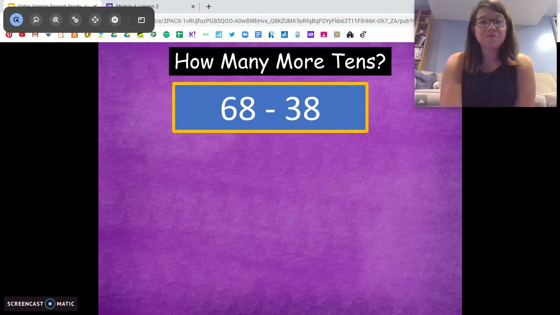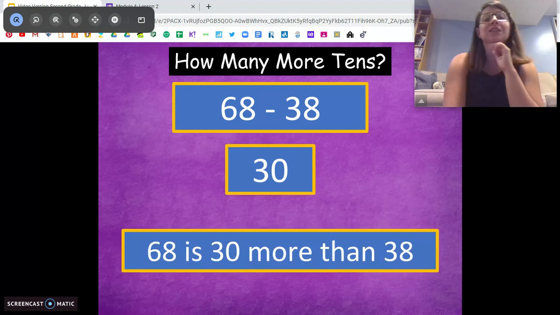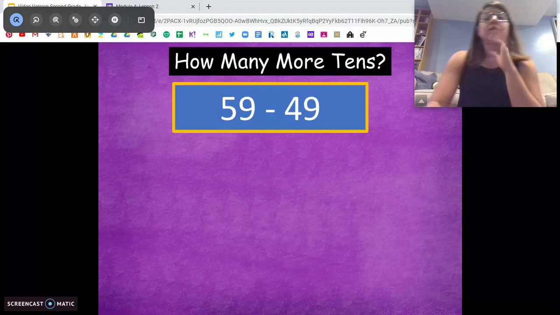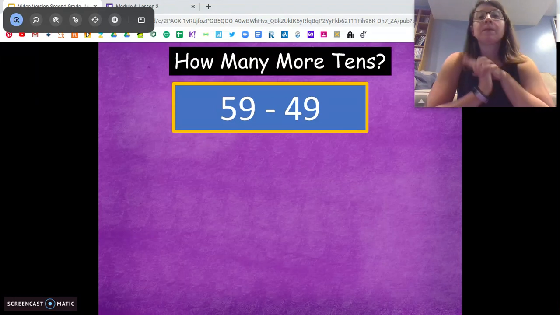Going to get 3 tens, which equals what? 30. Very good. So 68 is 30 more than 38. This is super tricky. You're doing awesome. All right. Pause. Make this on your place value chart if you want to. Otherwise, let's talk through it.